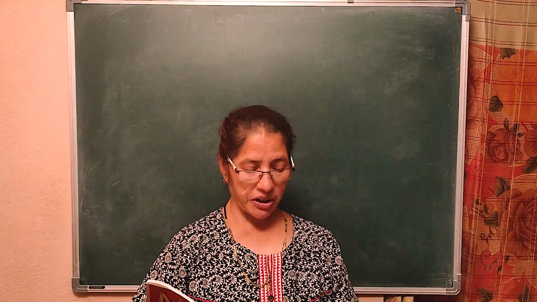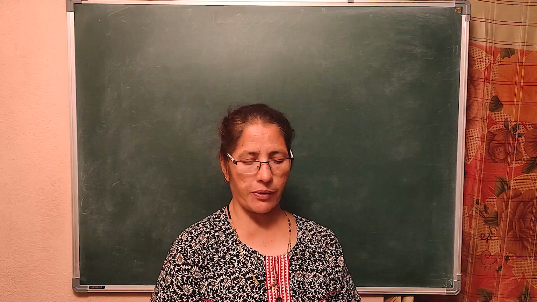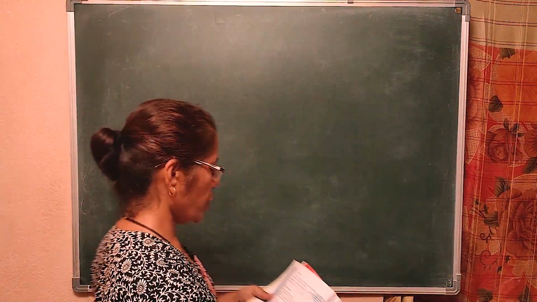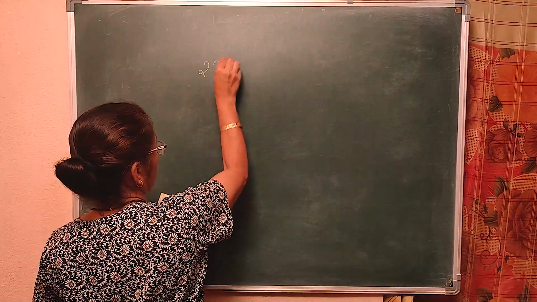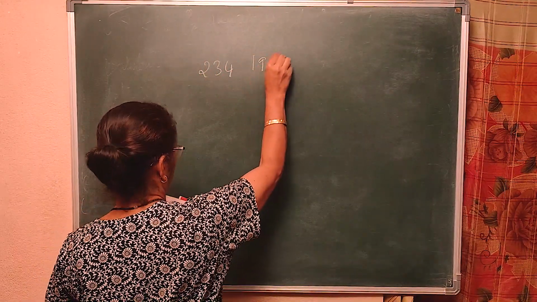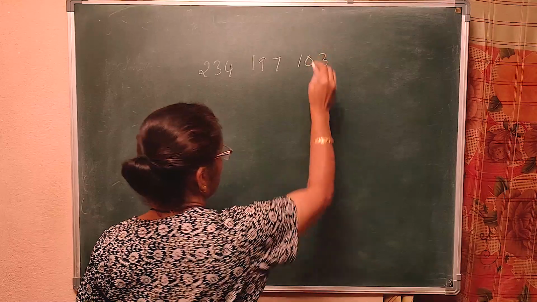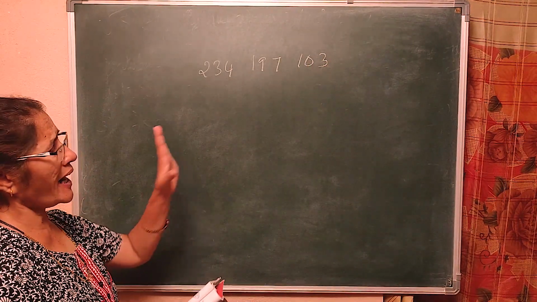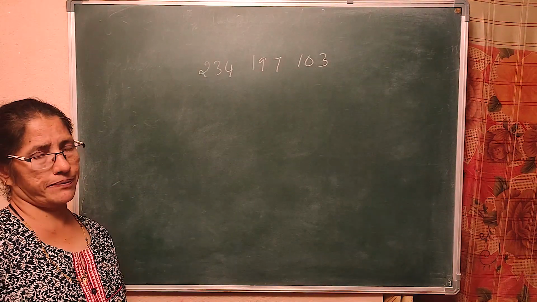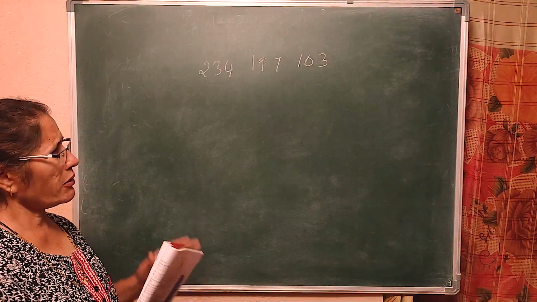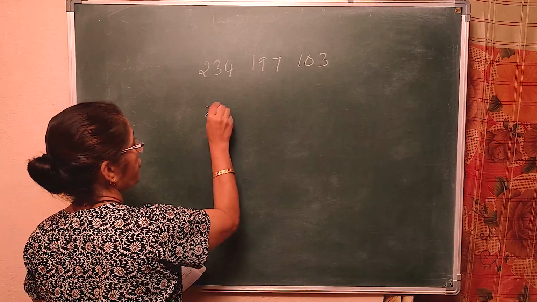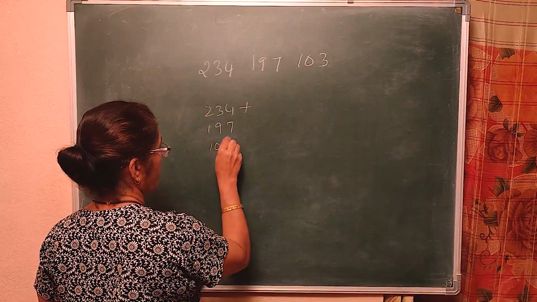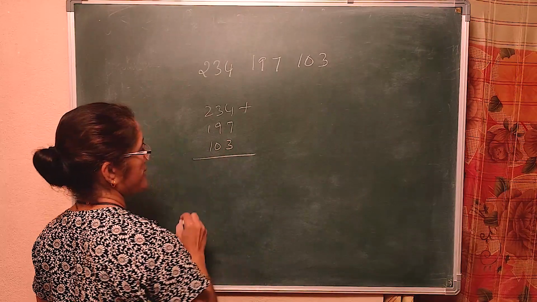Take out your page number 36. First one they have given example 1. Add the numbers 234, 197 and 103. Right? They say you add making it simple. Normally what do you do? 234 plus 197 plus 103. Right? I do like this.